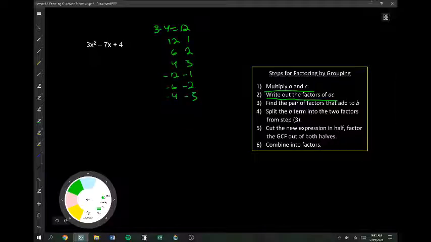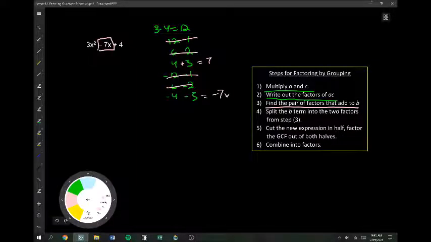Okay, step 3. Find the pair of factors that add to b. I want to find the things that add up to negative 7. Well, that's 13, and that's 8, and that's positive 7. Positive 7 is close, but not quite. That's negative 13, that's negative 8. This one is negative 7. So my pair of factors is negative 4 and negative 3.